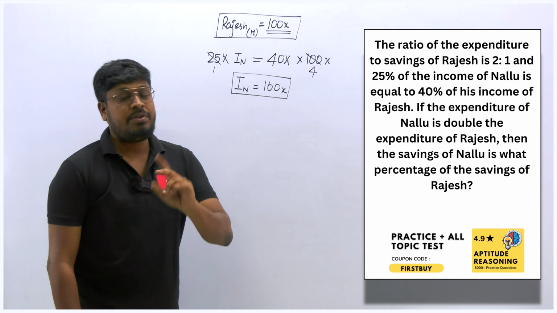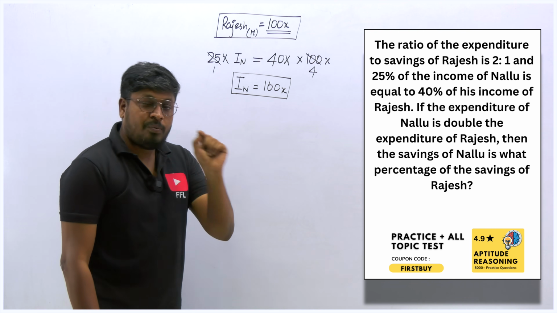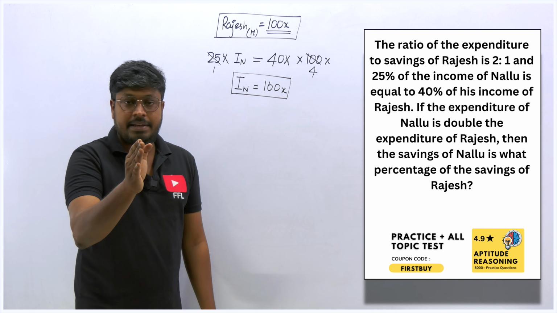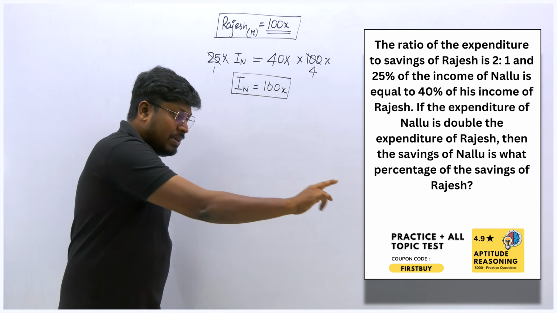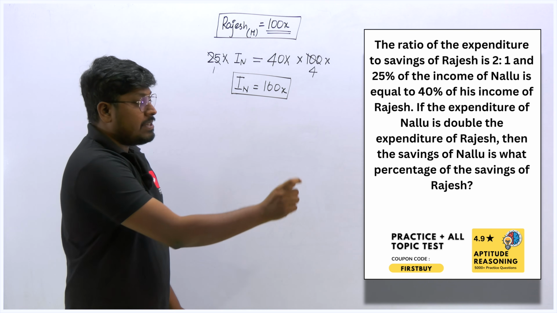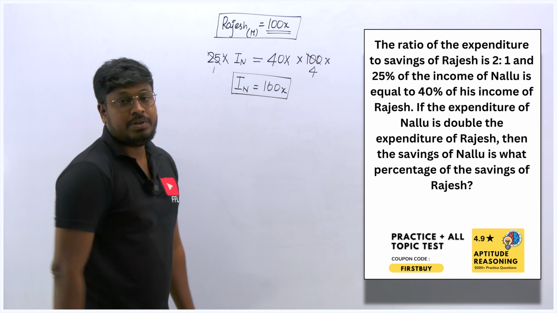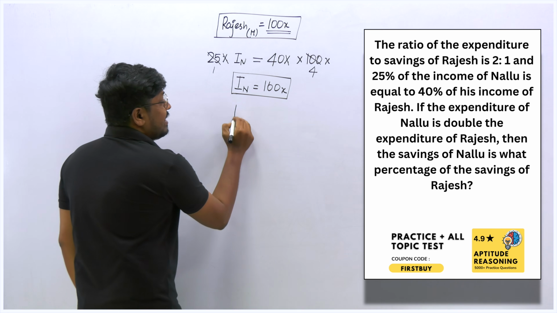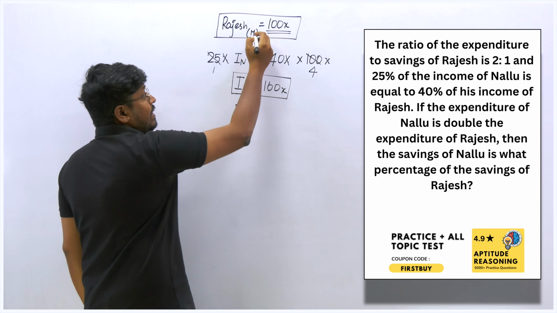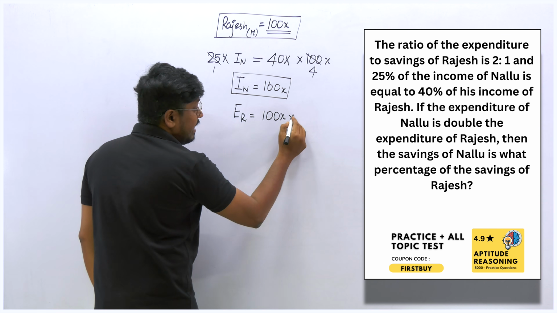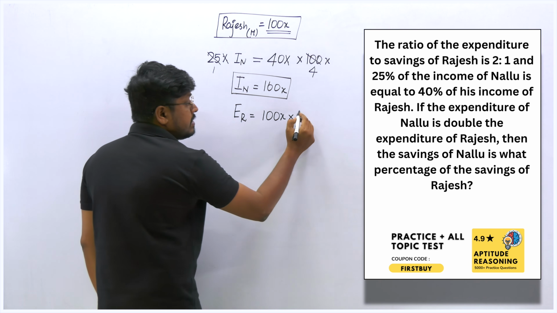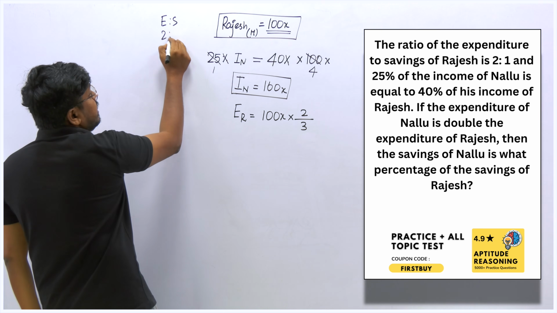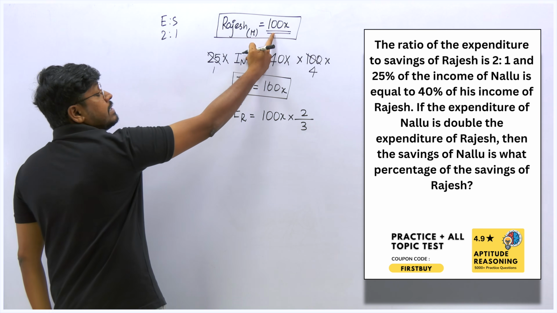Next target, we need to find the savings. Here they have given one important point, expenditure. Everyone knows that income minus expenditure is equal to savings. According to the question, the expenditure and the savings are in the ratio 2:1, that is for Rajesh. Now finding the expenditure is easy here. What is the expenditure for Rajesh? His income is 100x, and the expenditure ratio they have given is 2 divided by total 3. The expenditure and savings ratio is 2:1, and the income of Rajesh is 100x.